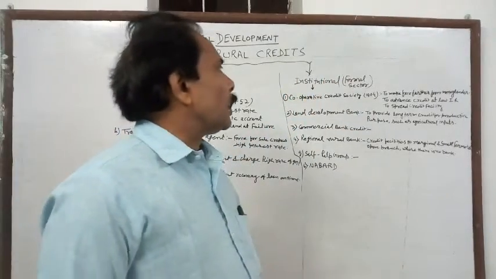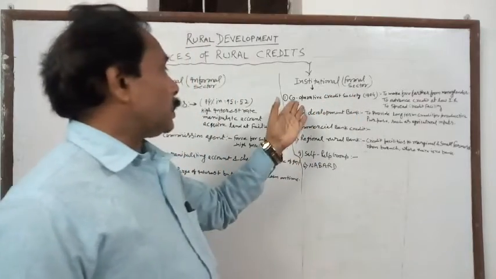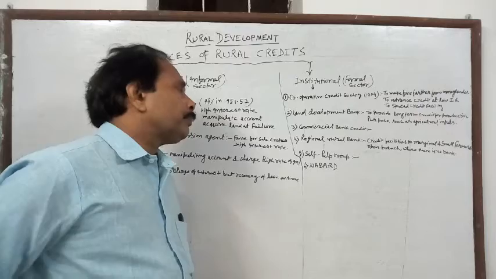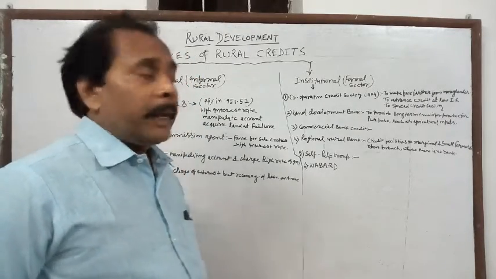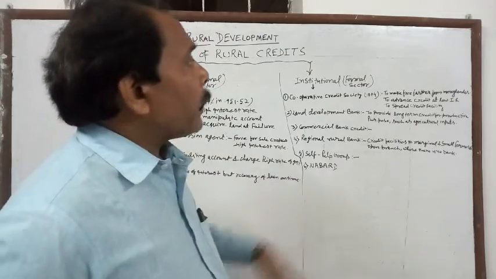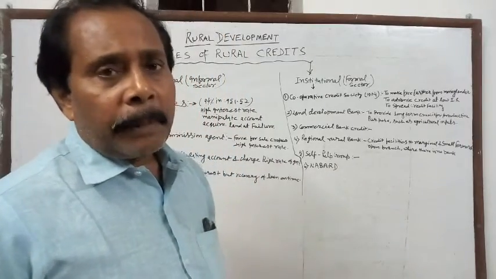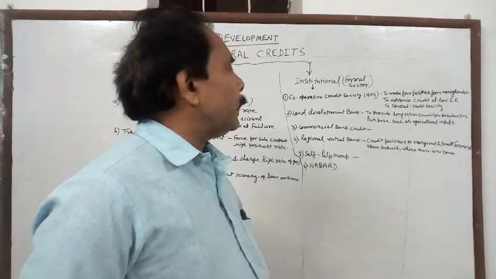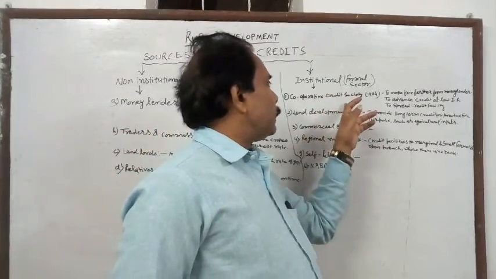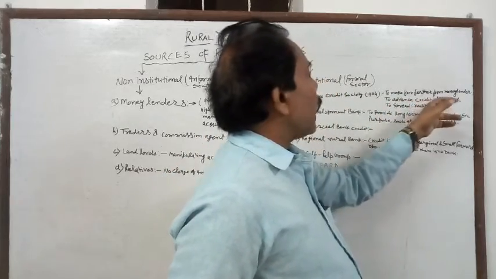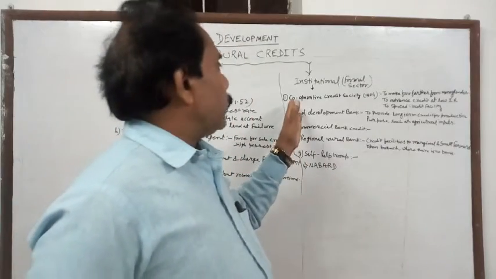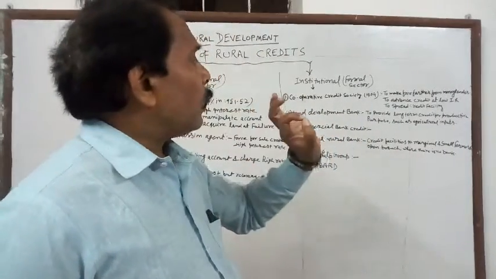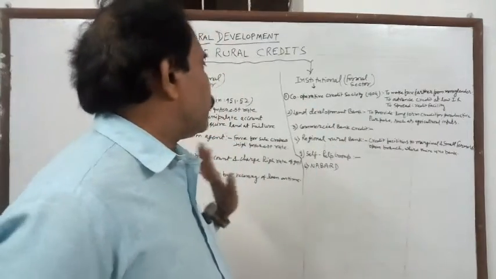Now come to the institutional or formal sector. The most important is the Cooperative Society, which was established in the year 1904. The main aim of the Cooperative Society was to free farmers from money lenders. Second, the Cooperative Society provides loans at a low interest rate. Third, its main aim was to spread credit facilities all over the country, so that the money lender may be removed from every area.